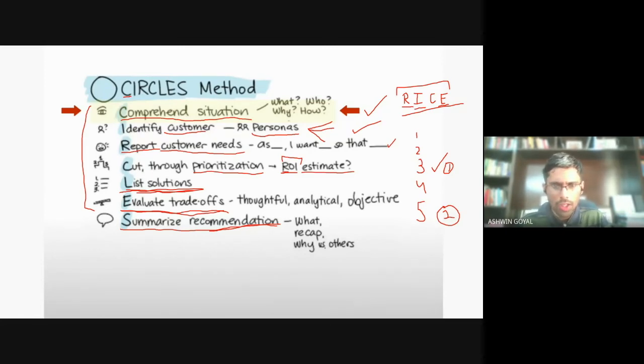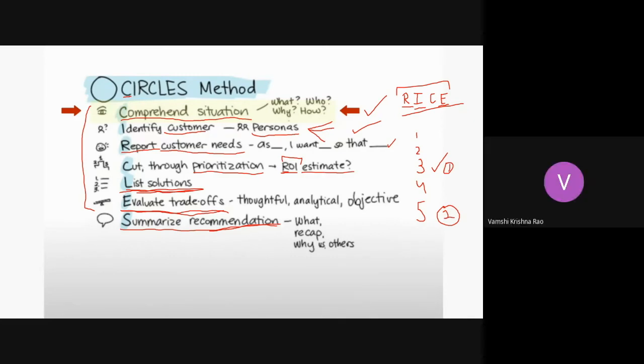Is this framework clear to everyone? If there are any questions, please feel free to ask. Yep.